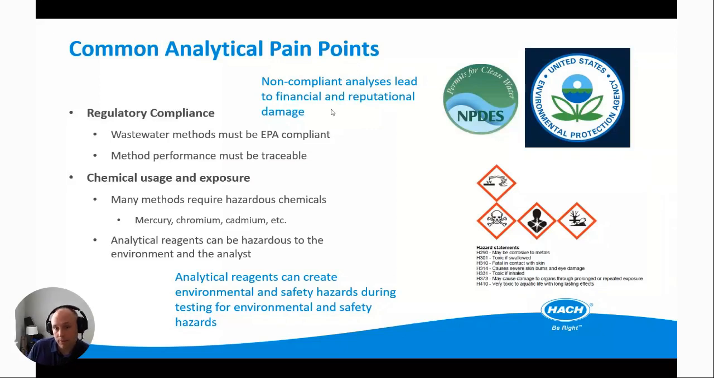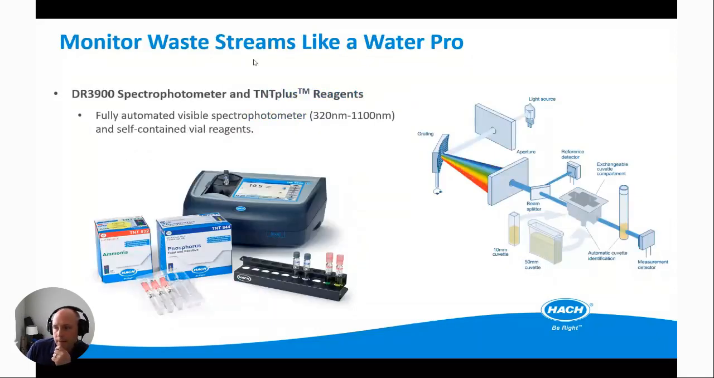So I walked through some pain points. Now we're going to get into what it looks like to measure like a pro. And this is what Hawk has been building towards in the colorimetry realm. This is the DR39 spectrophotometer, this gray and blue instrument here, and these are the TNT plus reagent kits.